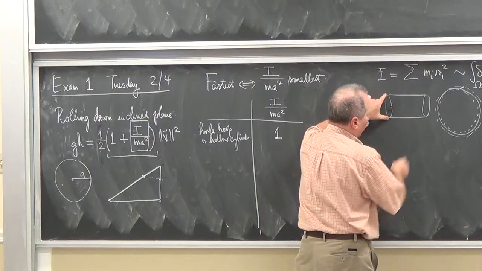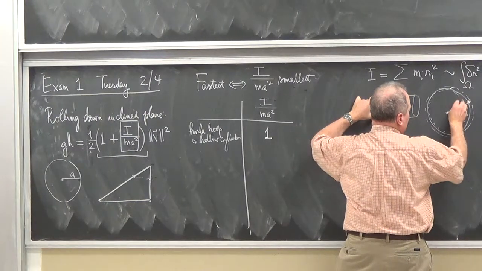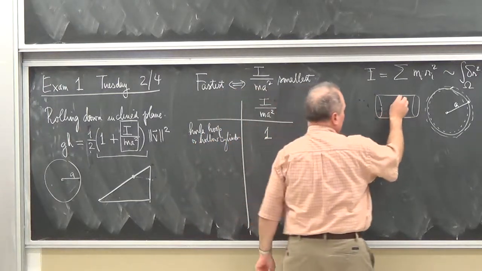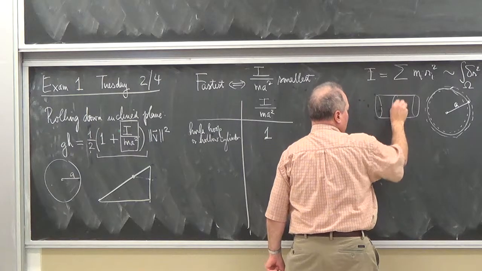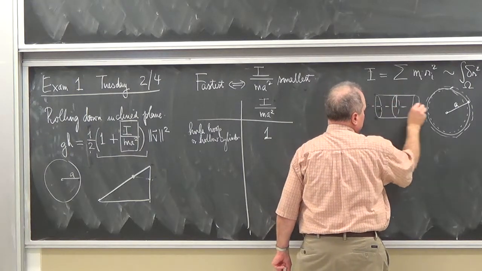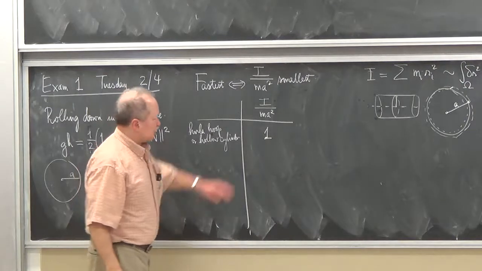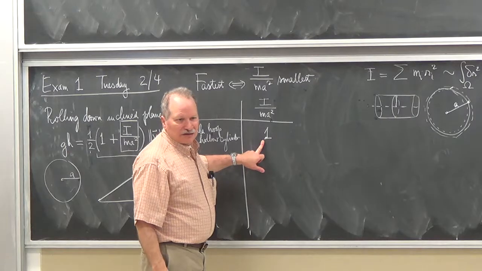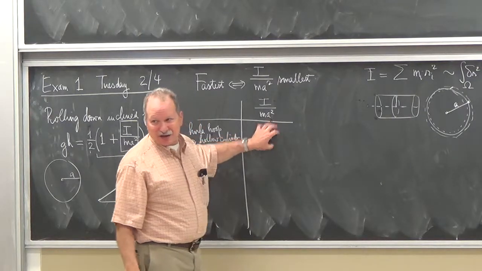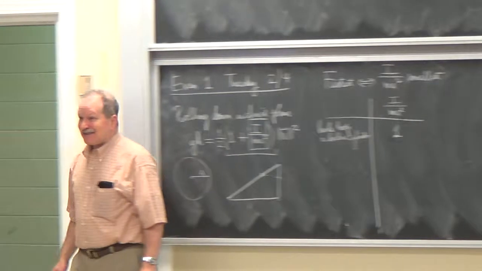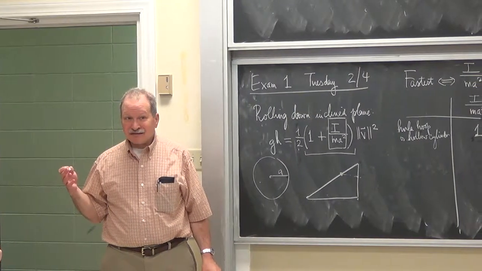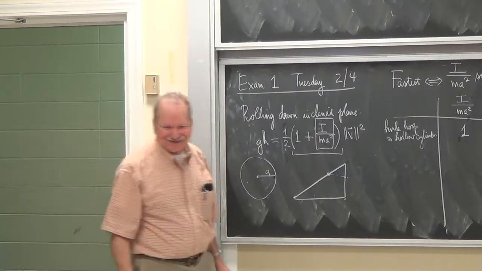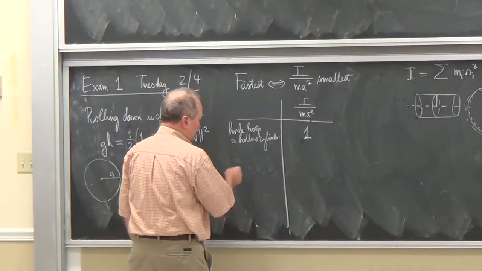Right? So all the particles are at distance A from the center, if you have a circle. Same thing here. If you have a hollow cylinder, all the mass is at this distance A from the axis down the middle. So you're going to get ma squared for the moment of inertia, which means the ratio is 1. And that's the biggest it can be. So the hula hoop, in fact, comes in last. Or a hollow cylinder.